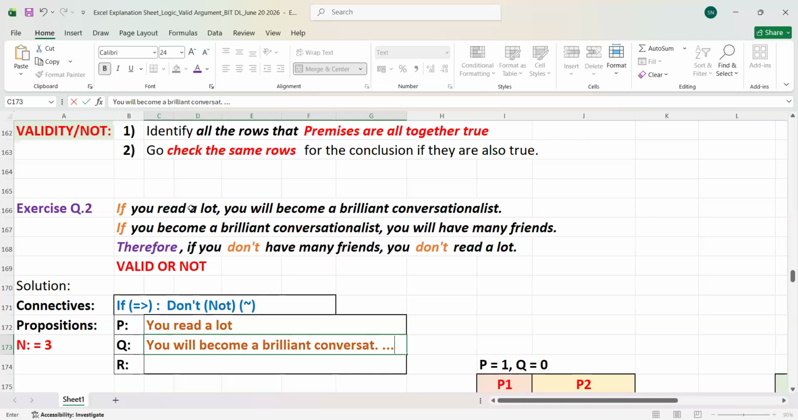Now, after that, when you come to the second line, brilliant conversationalist is repeated, but there's one more statement here. Then you have many friends. You have many friends. Yes, you will have many friends.